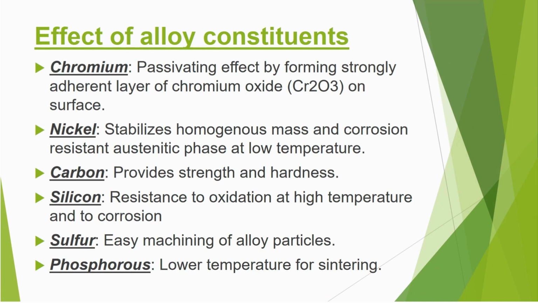Effects of alloy constituents. First, chromium. Passivating effect by forming a strong adherent layer of chromium oxide on the surface. Nickel. Stabilizes homogeneous mass and corrosion resistant austenitic phase at low temperature. Carbon. Provides strength and hardness. Silicon. Resistance to oxidation at higher temperature and to corrosion. Sulfur. Easy machining of alloy particles. Phosphorus. Lowers temperature by sintering.